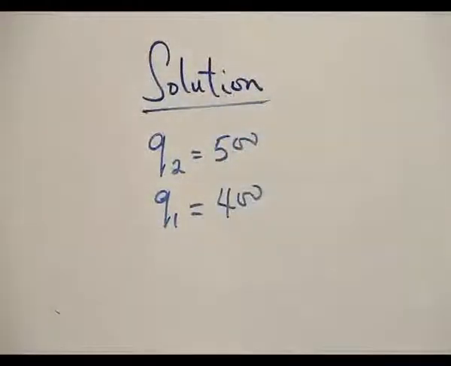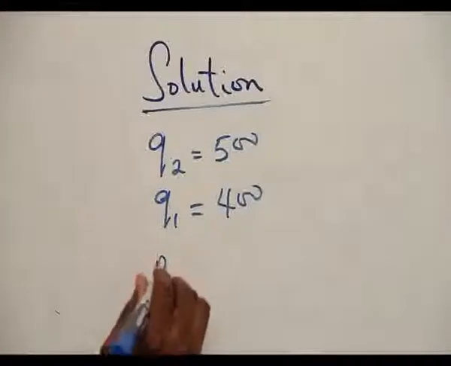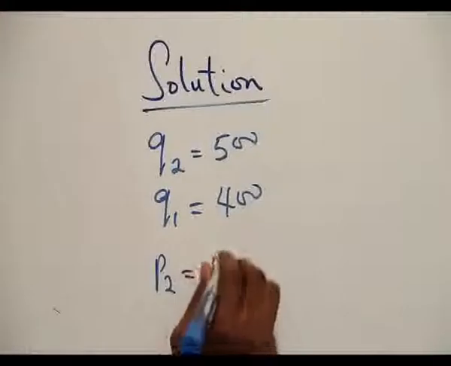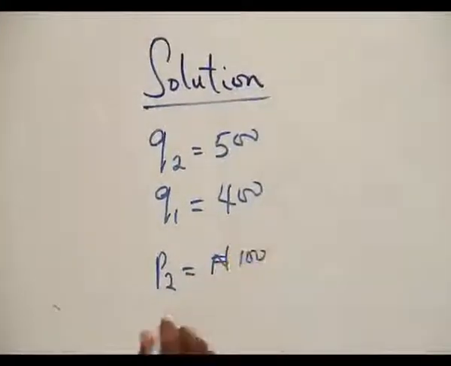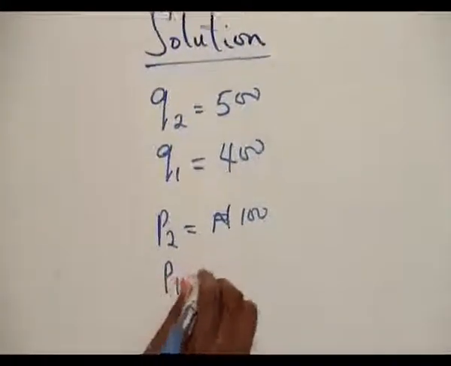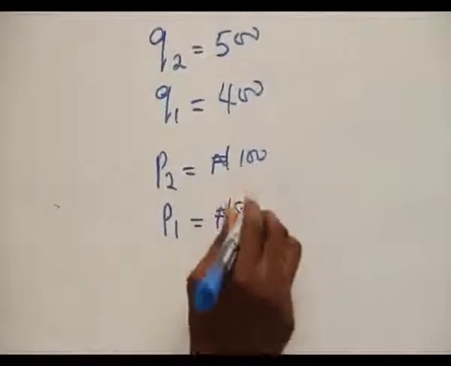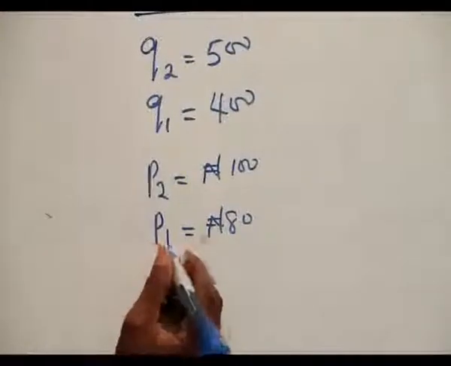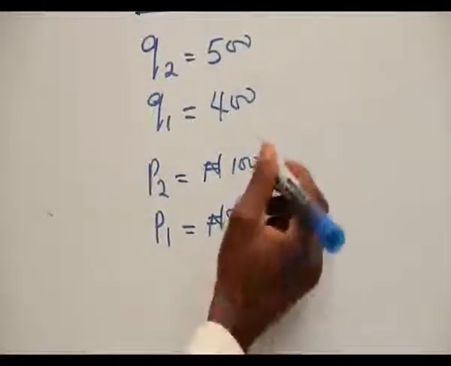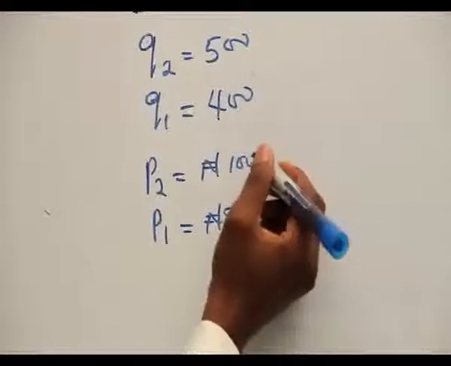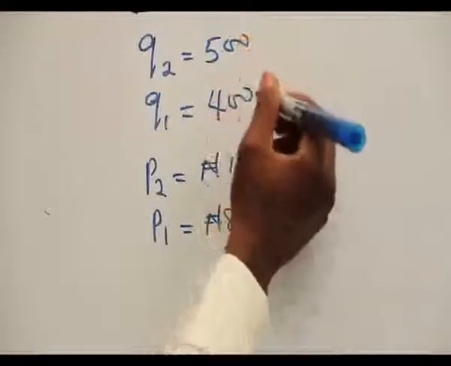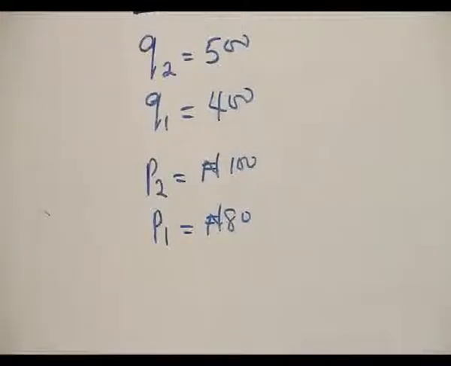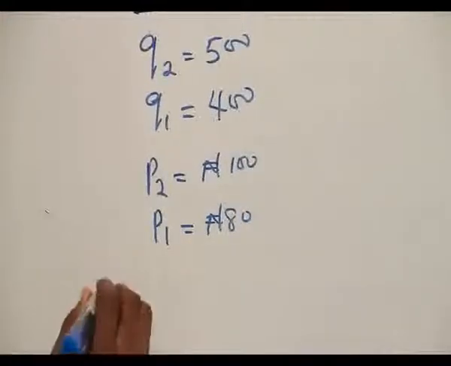With respect to price, P2, that is the current price, happens to be 100, while the previous price, P1, happens to be 80. That is, when the price increased from 80 naira to 100 naira, quantity supplied increased from 400 to 500 bottles. We can now work out our price elasticity of supply.